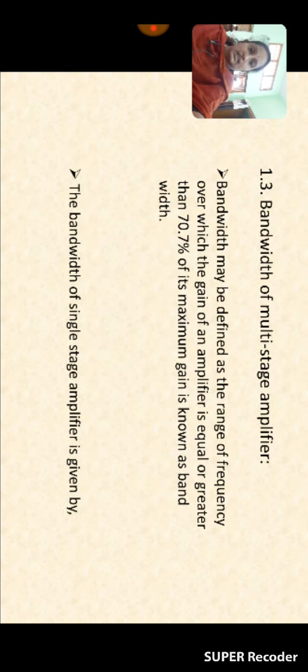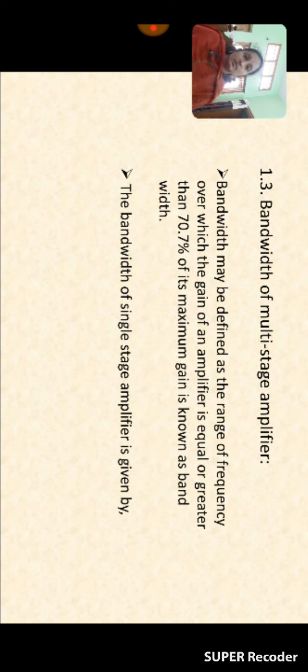Frequency response. What is meant by gain? The gain of a multi-stage amplifier is the product of gains of individual stages. And what is meant by frequency response? The curve that must be drawn between the frequency and voltage amplitude is called what? Frequency response. And what is meant by bandwidth?